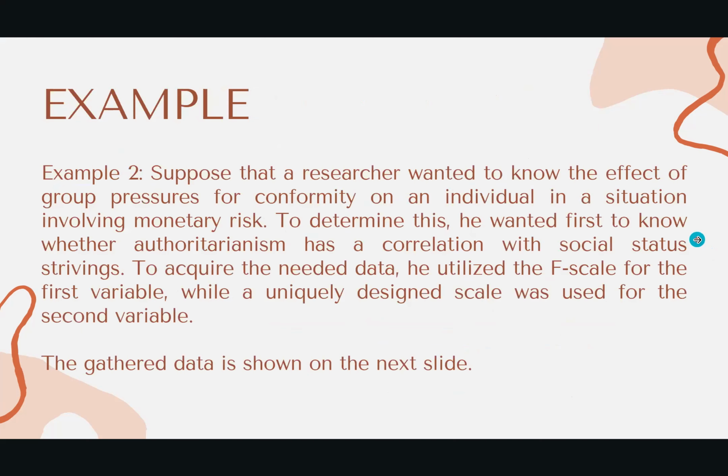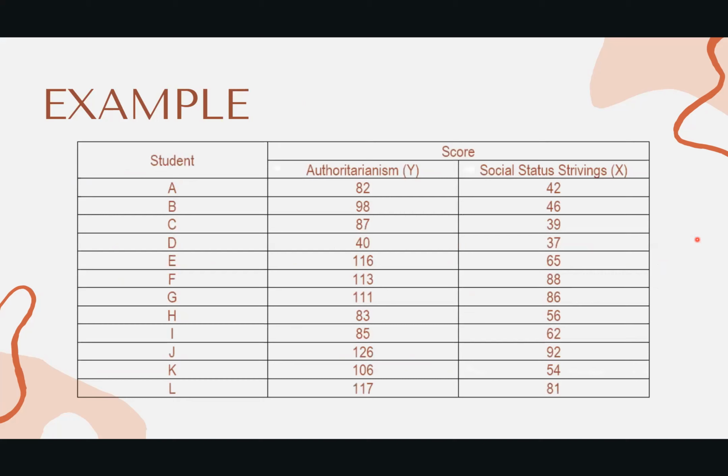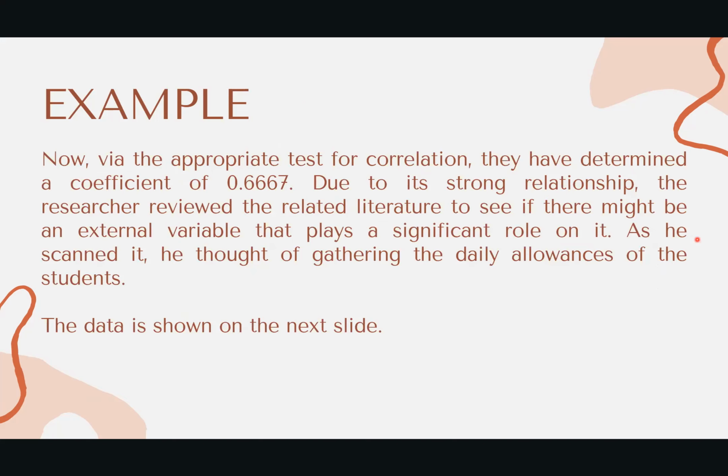Next example. So dito naman, magha-hypothesis testing na tayo. So ayan, hindi ko na to babasahin lahat. So ipapakita ko na lamang dito na yung x and y daw, yung initial variables natin, ay yung authoritarianism and social status strivings. So ito yung table doon. And naka-obtain daw ng coefficient of 0.6667 nung tinest yung correlation nila.